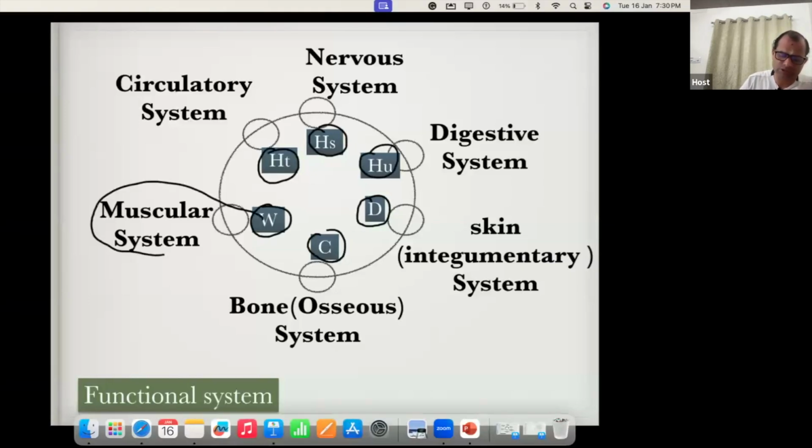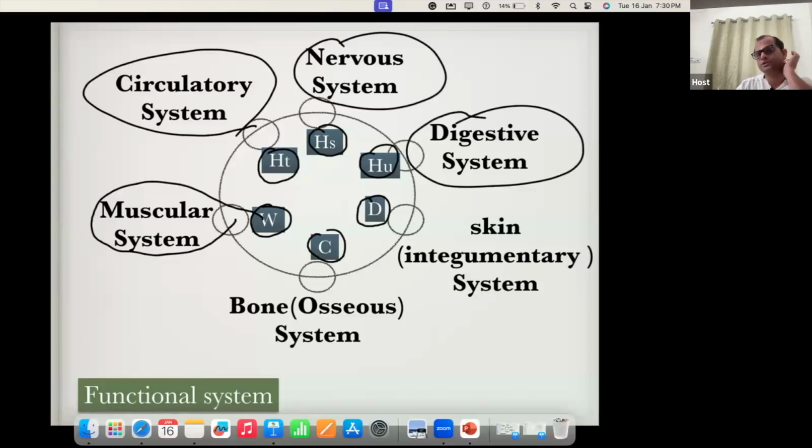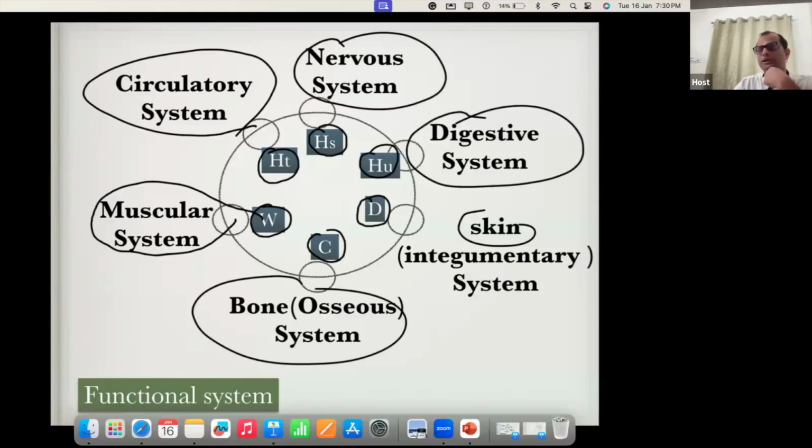So wind means muscular system, who is doing lots of movement. Heat means circulatory system, all the blood, artery, veins are coming under that. Nervous system, hotness. Then the digestive system, then the skin, then the bone system. Right now, let's start with the bone system. Okay, because we are targeting first, we are thinking about the vertebral column. We are talking about the bones or the vertebra. So we want to focus on the bone.